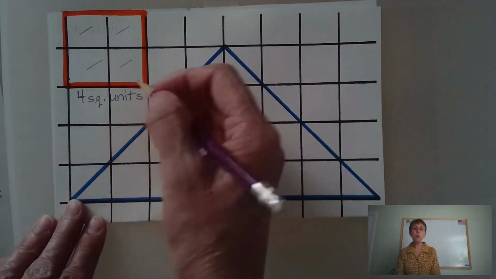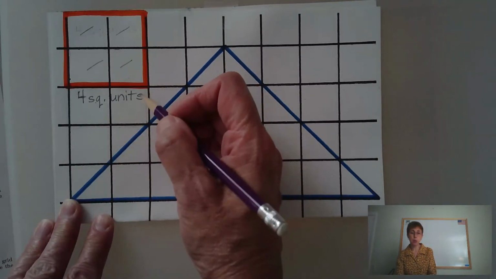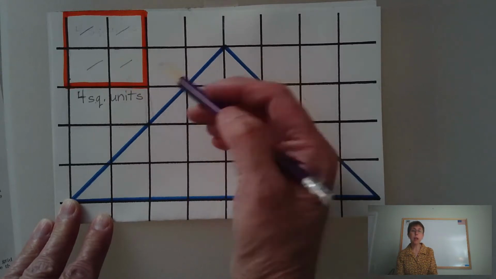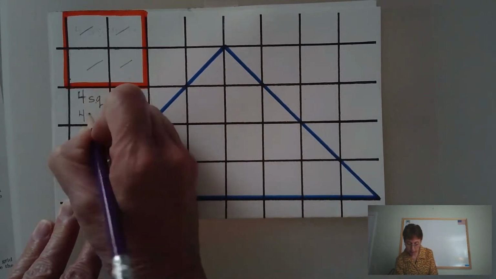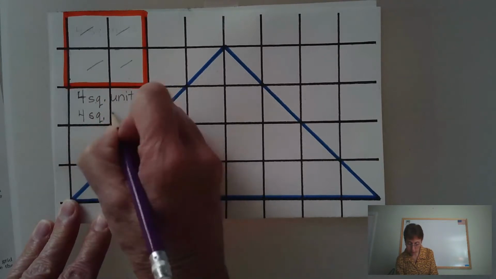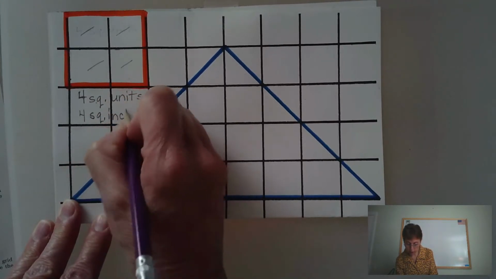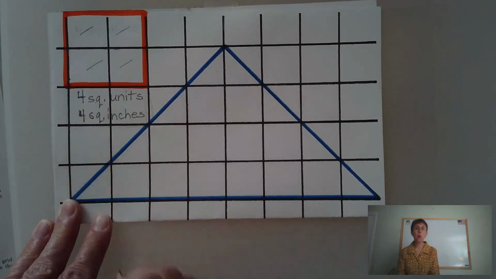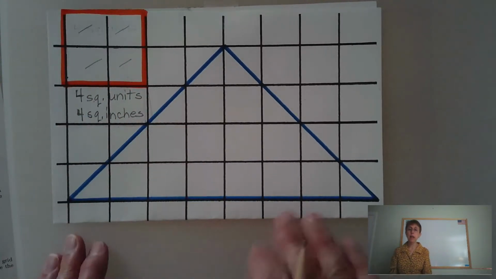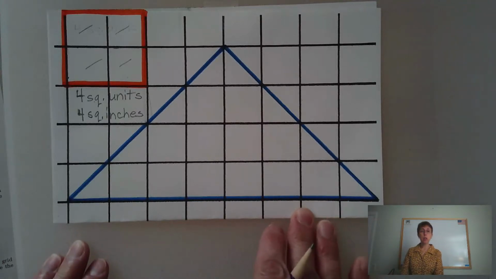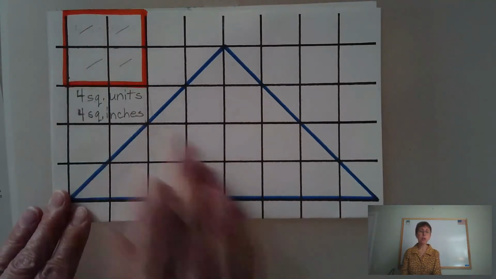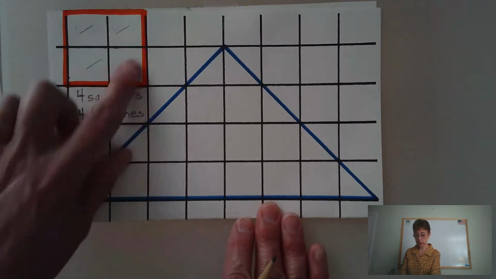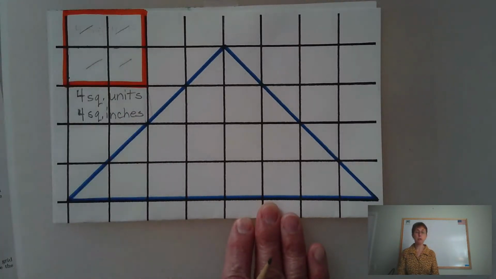Now, if you know the unit of measurement that's used, if for example I told you that these are 1-inch squares, then we could say the area of this figure is 4 square inches. When you don't know what the unit of measurement is, then you simply call it units. But if you know it's inches, then you can say inches. In this case, 4 square inches is the area of this figure.